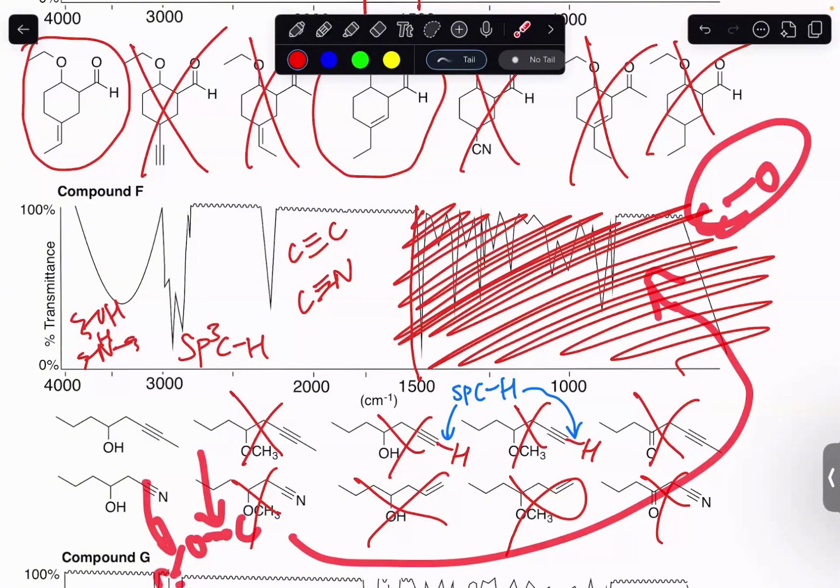Just know that, because it could be tested conceptually. Like, where would this bond show up in the IR? And you would say the fingerprint region.